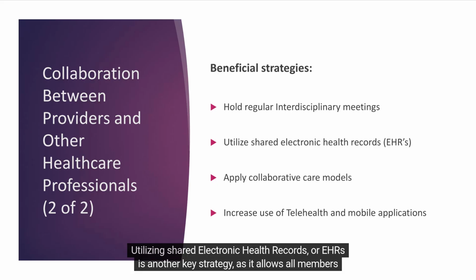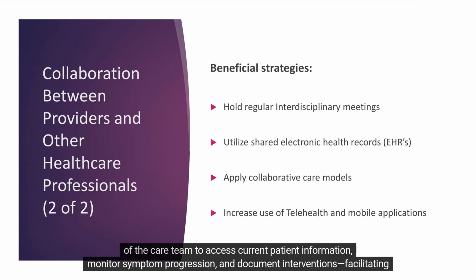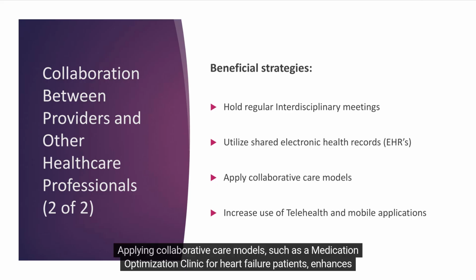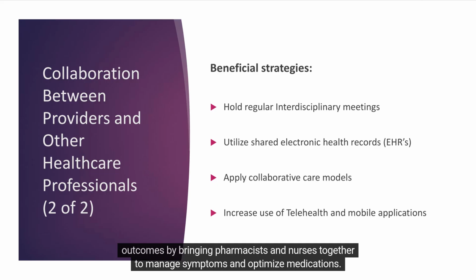Utilizing shared electronic health records, or EHRs, is another key strategy, as it allows all members of the care team to access current patient information, monitor symptom progression, and document interventions, facilitating seamless communication and reducing the risk of errors. Applying collaborative care models, such as a medication optimization clinic for heart failure patients, enhances outcomes by bringing pharmacists and nurses together to manage symptoms and optimize medications.